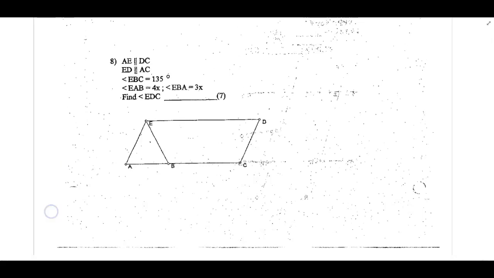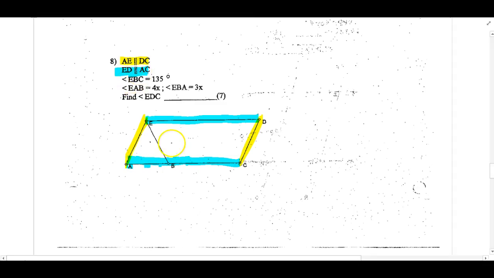And we're going to move on to our second example now. AE is parallel to DC, so we're going to use that and that. I'm going to use a different highlighter color to do ED and AC. Awesome. Oops, that didn't work. Okay, label. EDC, 135. EAB, that's down here, that's 4x. And EBA is 3x.